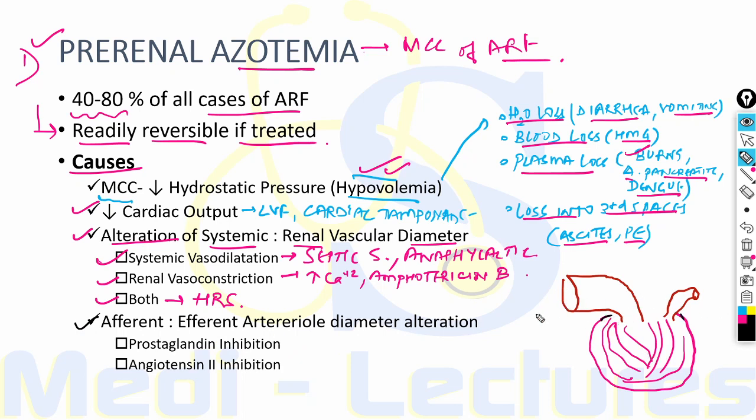Now, for understanding of the next cause, it is very important to discuss the afferent and efferent arteriole diameter. So, if this is the afferent arteriole and this is the efferent arteriole, the afferent arteriole is dilated with the help of prostaglandins, and the efferent arteriole is constricted with the help of angiotensin II. And this dilatation of afferent and constriction of efferent arteriole is very important for the maintenance of glomerular filtration.